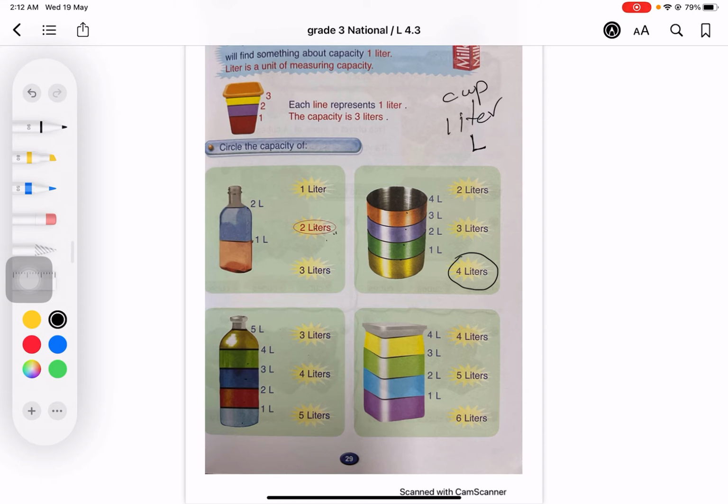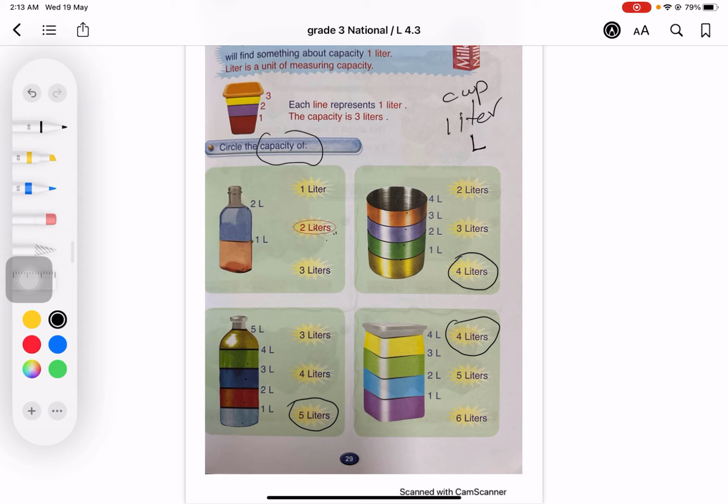Circle the capacity of how much. Look, it's 1 here until 2, so it is 2 liters. So we are going to circle 2 liters. Here, it's 1 liter, 2, 3, 4. How many liters? It is 4 liters, okay? And here, how many? 1, 2, 3, 4, 5. So it is 5, okay? You circle the correct answer.